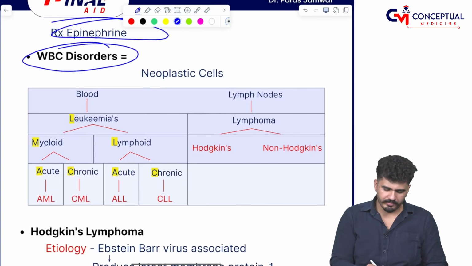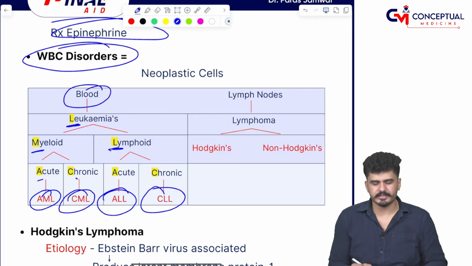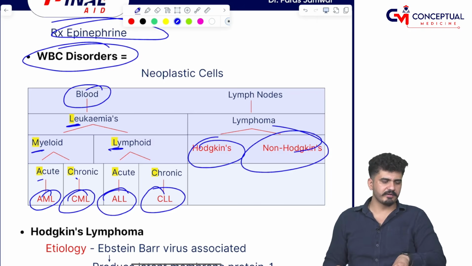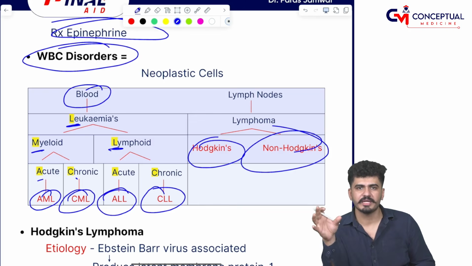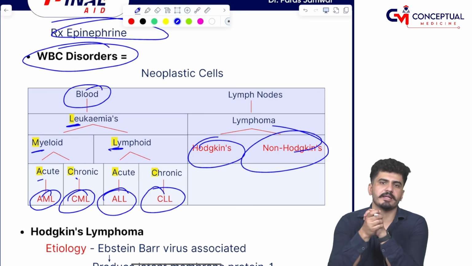In WBC disorders, we have blood cancers: leukemia, which is myeloid and lymphoid, having acute and chronic forms, AML, CML, ALL and CLL. And from lymphoid, we have Hodgkin's and non-Hodgkin's. Let's, my dear friends, talk about this topic. For Hodgkin's and non-Hodgkin's, you are going to see types and treatment, same with AML, CML, ALL and CLL, sir.